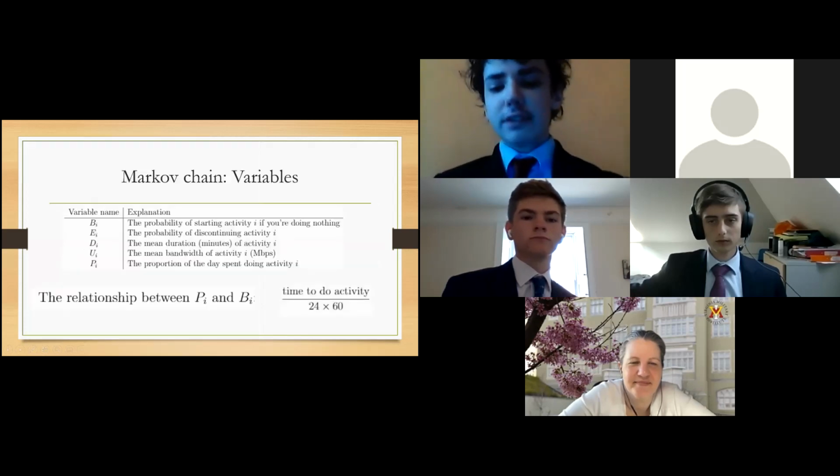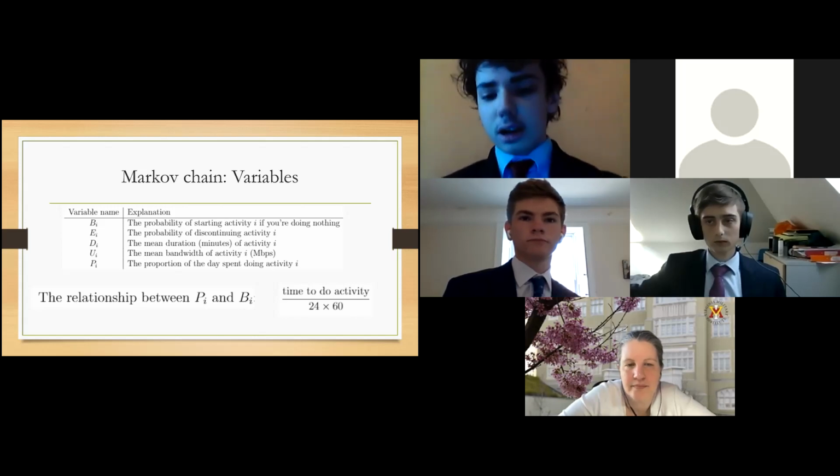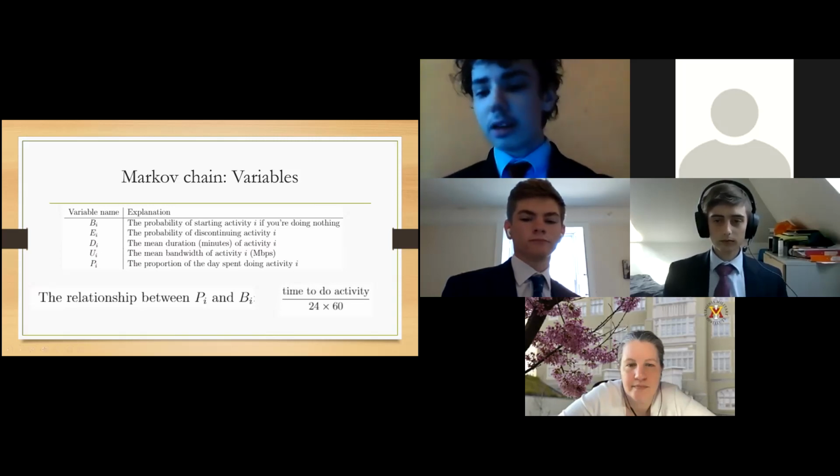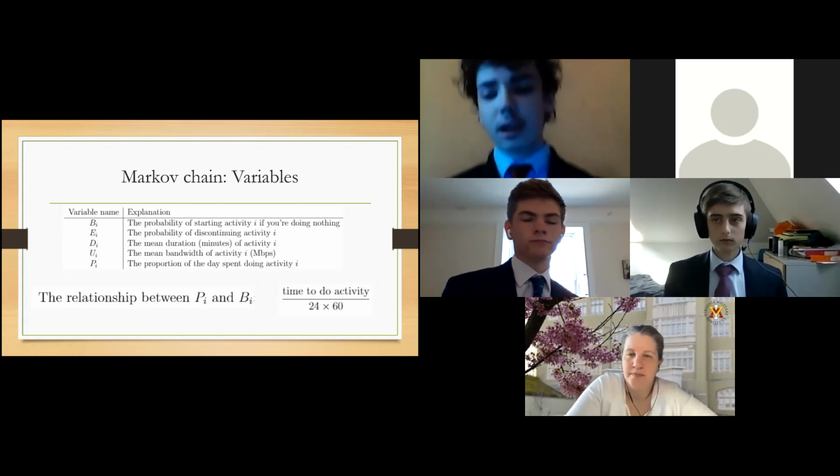We assumed different activities were probabilistically independent. This let us add a null state, or in the paper we called it a free time state, which represented activities that don't require the use of the internet. The variables B and D represent the probabilities of moving away from and to the null state. Moving between activities is always via the null state.